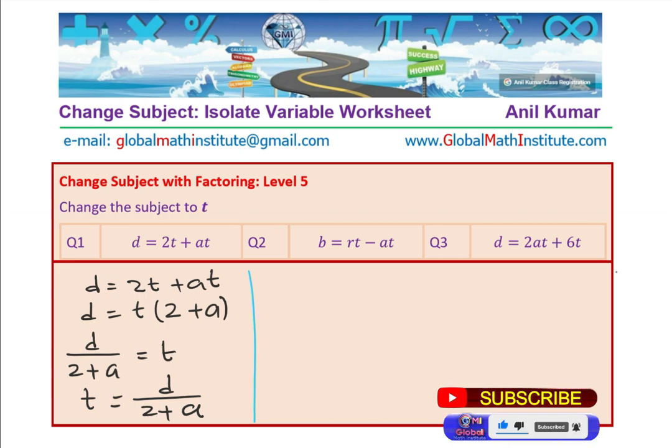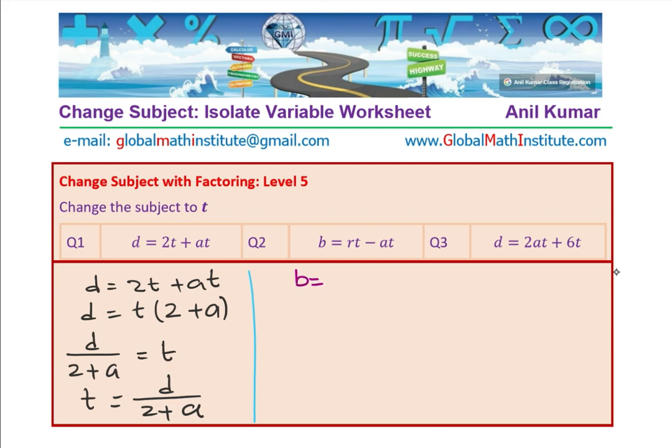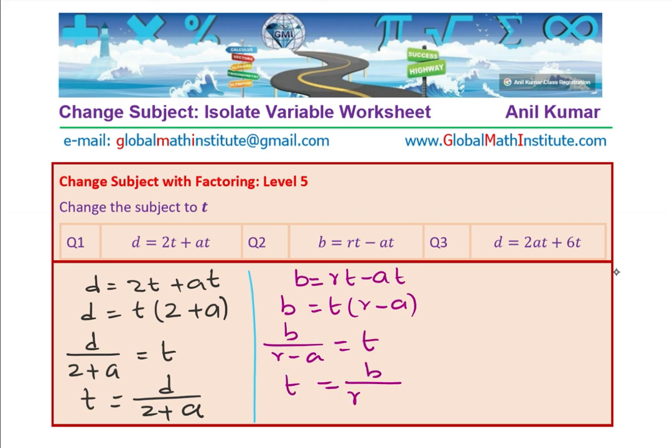Very slight variation. So in this one, instead of plus, we have minus. So let's rewrite the question, which is b equals rt minus at. Taking t common, we have r minus a. And dividing by r minus a, we do get t, which I prefer to write on the left hand side, as it should be, to change the subject to t, right? So we get t equals b over r minus a. Makes sense?